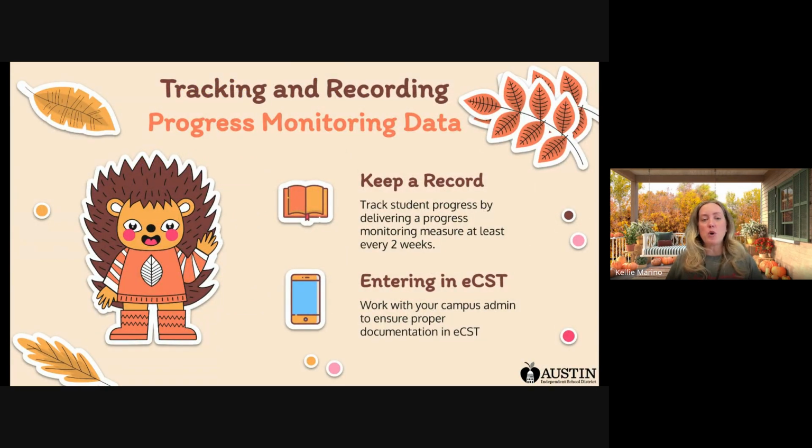So for tracking and recording progress monitoring data, you always want to keep a record. Track student progress and deliver that progress monitoring measure at least every 2 weeks. And keep a nice paper copy of that because that's the simplest way to do it. On whatever form or type of monitoring that works for you and the type of teacher and record keeper that you are. Do not keep it in your head. Make sure you get it written down. Make sure you keep some copies of the student work to validate your responses.